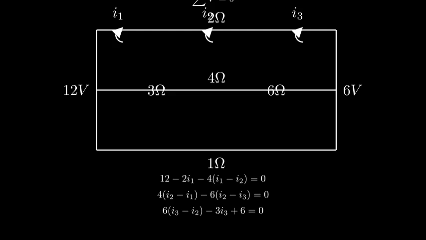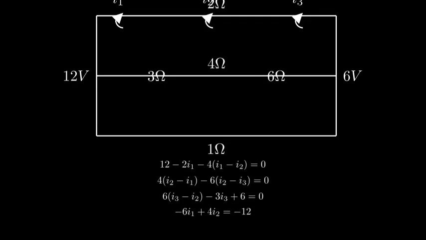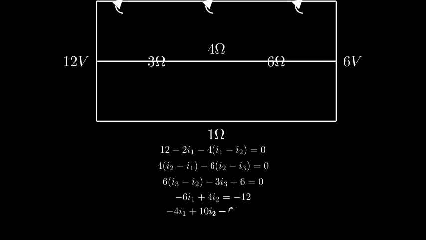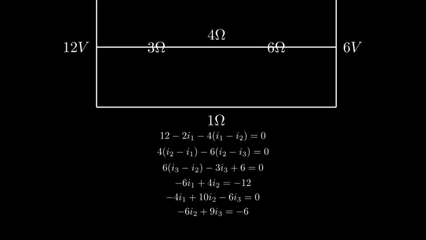Let's simplify these equations. For mesh 1, collecting terms, negative 6 I1 plus 4 I2 equals negative 12. For mesh 2, negative 4 I1 plus 10 I2 minus 6 I3 equals 0. And for mesh 3, negative 6 I2 plus 9 I3 equals negative 6.